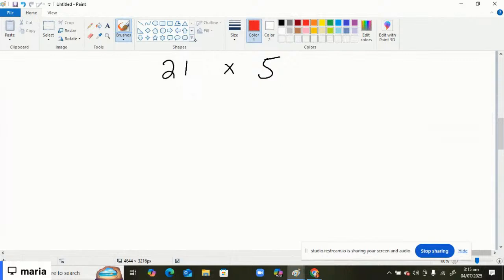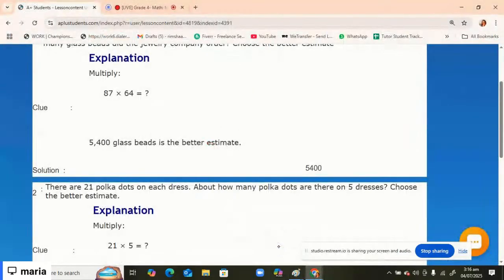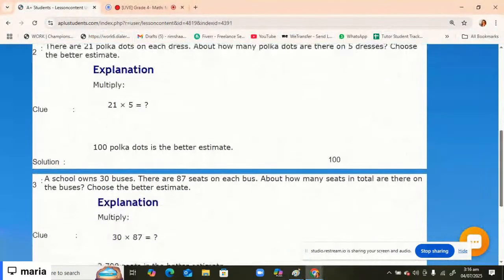Now there is 1 here. This is less than 5, so 2 as it is, and this should be 0. Here there is no rounding. It's already 5. Now 20 times 5. 5 times 0 is 0. 5 times 2 is 10. So this is 100. That is basically the better estimation.